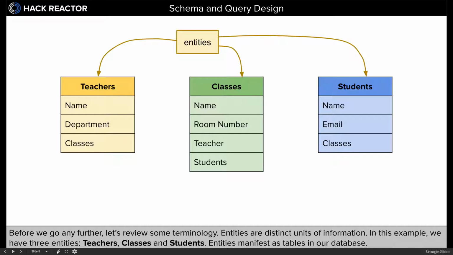And before we go any further, we're going to review some terminology. Entities are distinct units of information. In this example, we have 3 entities: teachers, classes, and students. Entities manifest as tables in our database. So we're probably not going to be calling these entities.